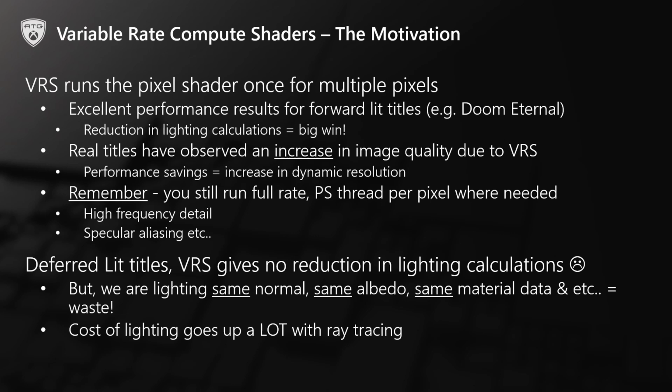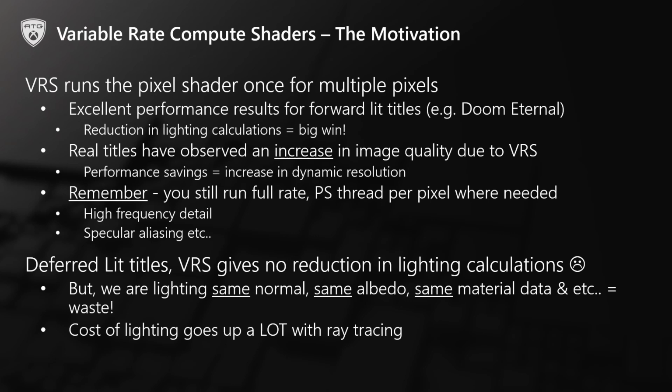So with variable rate shading, if you have a forward lit title where the lighting has been done in your pixel shader, then variable rate shading automatically gives you that benefit, because you are reducing the number of pixel shader threads. And if you have a full depth prepass, then with variable rate shading, your number of pixel shader threads will be, in most cases, less than the number of pixels. And that is a real performance win, and we've seen that already in Doom Eternal. And the key thing, of course, is that that reduction in lighting calculations is only done in areas of the screen where you really can't see it.